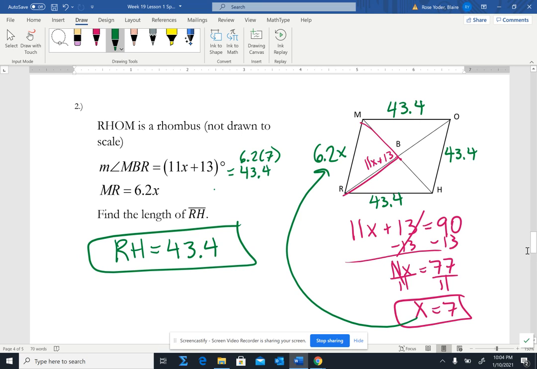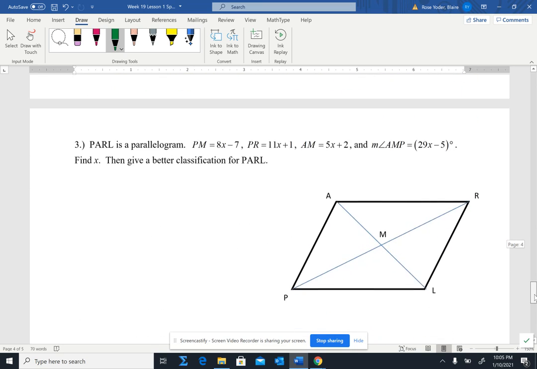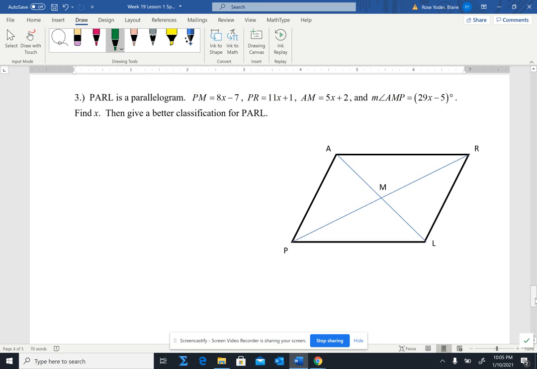The other type of algebra problem I'm going to give you is, what if I tell you it's just a plain old parallelogram, and you make an equation and then check to see if any of those features are true, to see if it's more specific than just a parallelogram. So let's see what we know. PM is 8x minus 7. And then this is always tricky to label. I gave you PR as 11x plus 1.